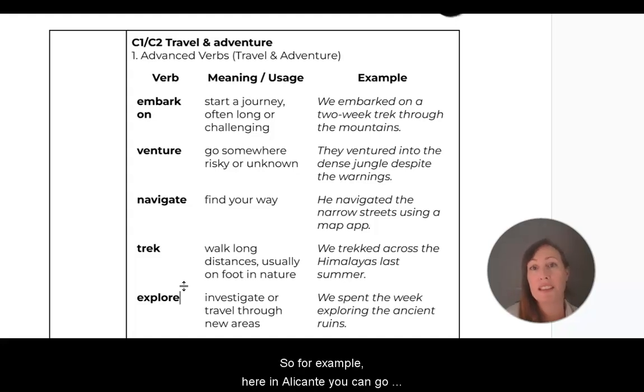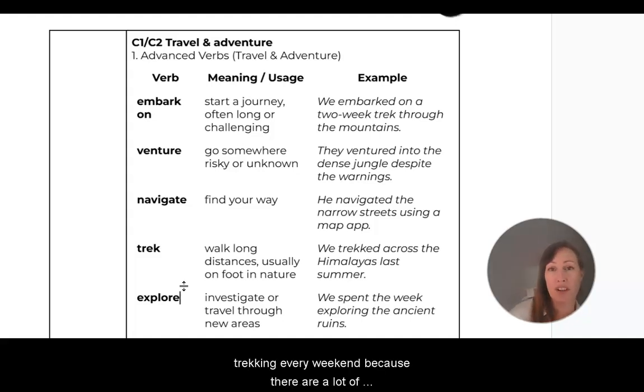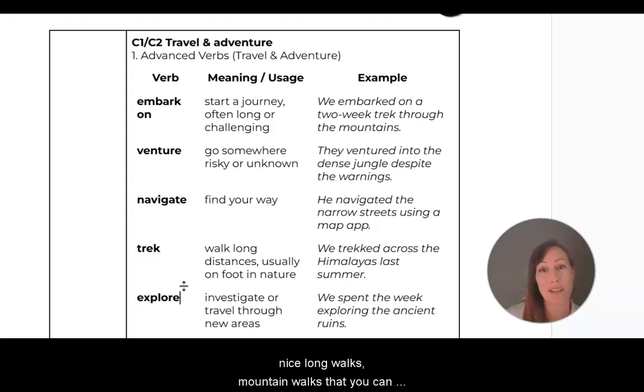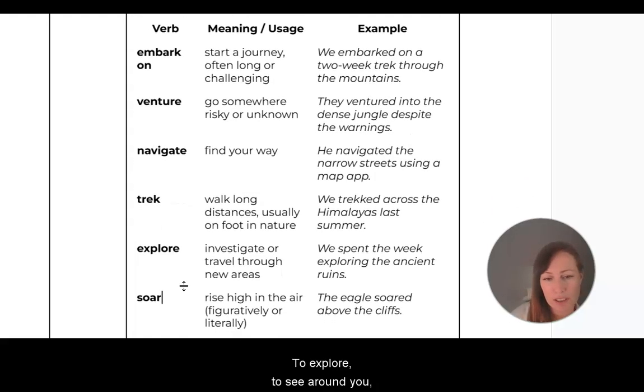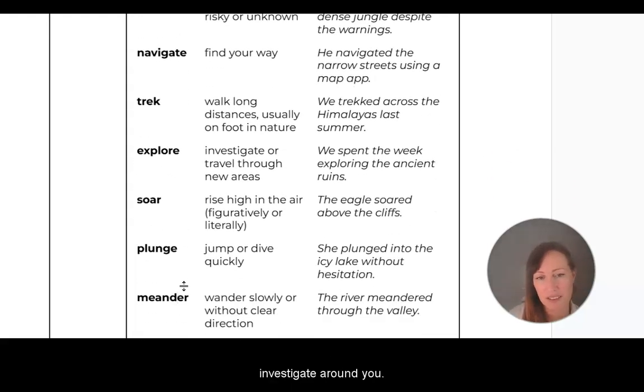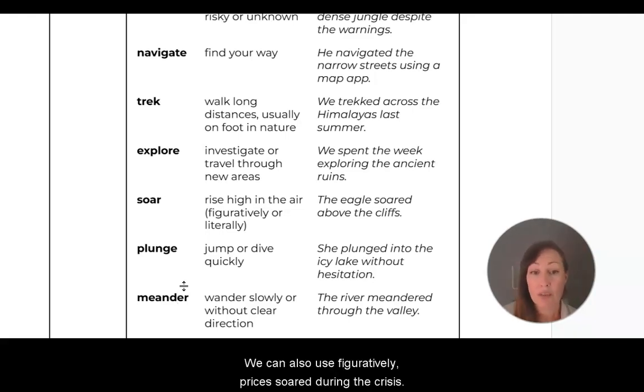So for example, here in Alicante, you can go trekking every weekend because there are a lot of nice long walks, mountain walks that you can do, usually in nature. To explore, to see around you, investigate around you. To soar means to rise high in the air. For example, the bird soared into the air. We can also use figuratively, prices soared during the crisis.